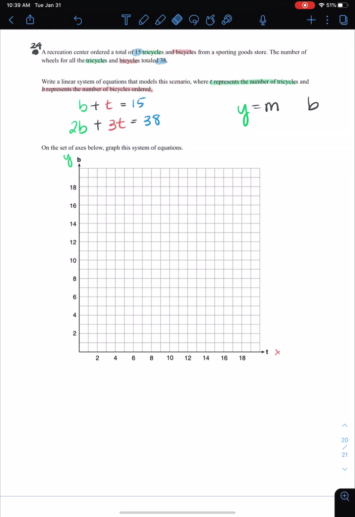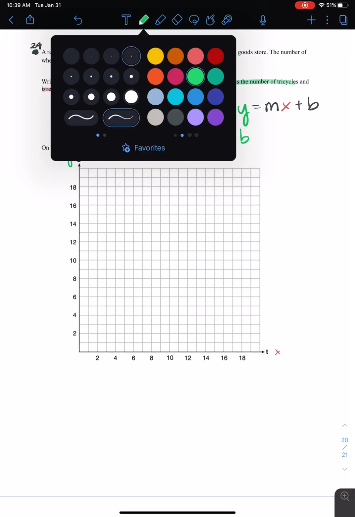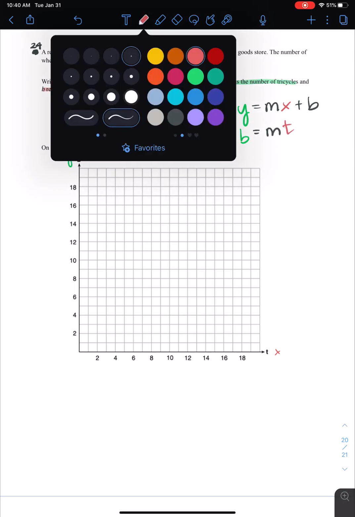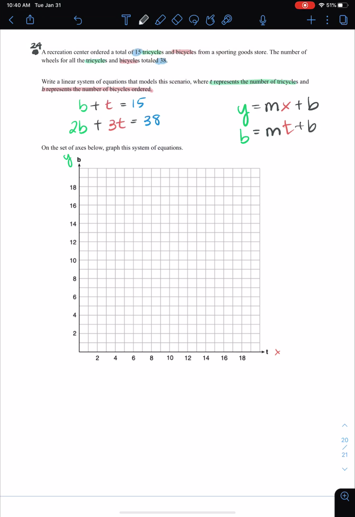Hang on, sorry, I'm trying to color code it. Y equals mx plus b, but here, b is our bicycle, so that's our y value. So b equals mt plus b. So we want to get it in this form. So we're going to take these expressions and get them in the form b equals mt plus b. And this b here, let's make it big B, is going to be our y-intercept. And little b will be our bicycles.